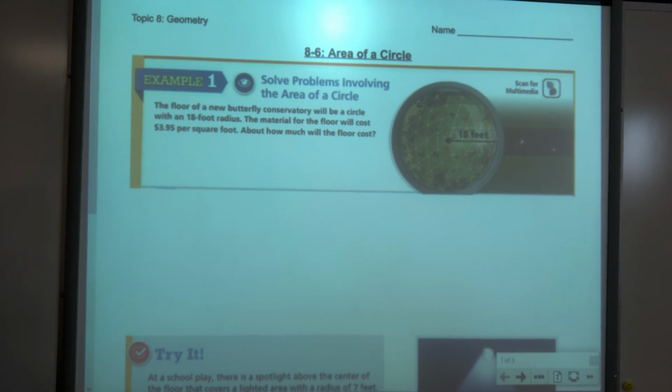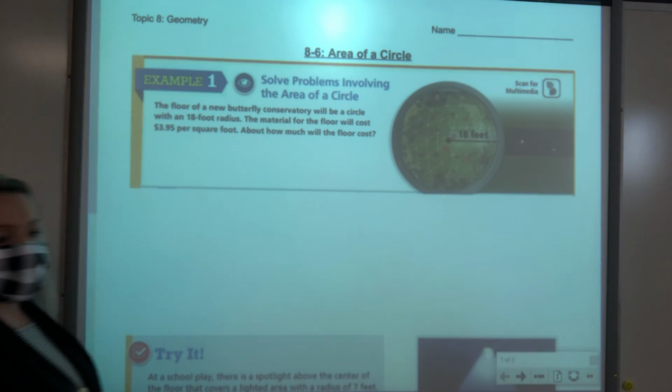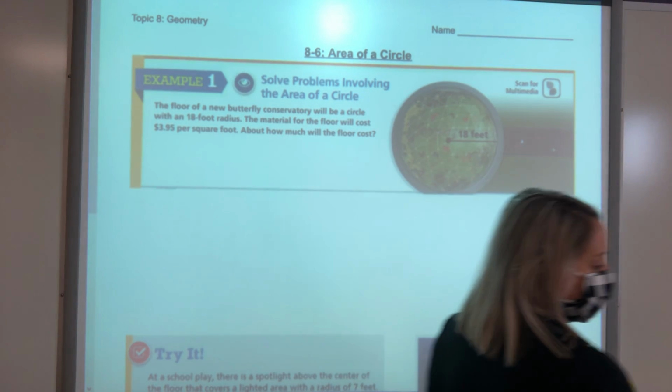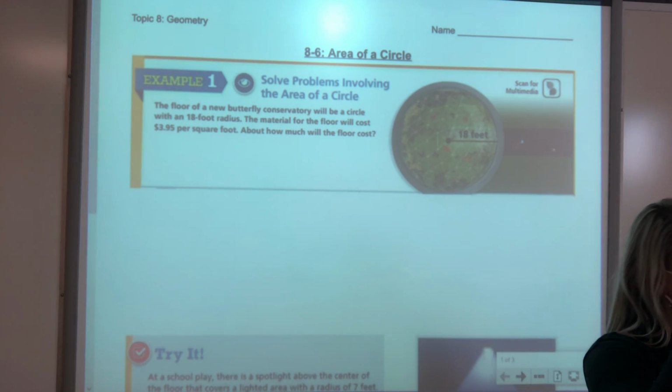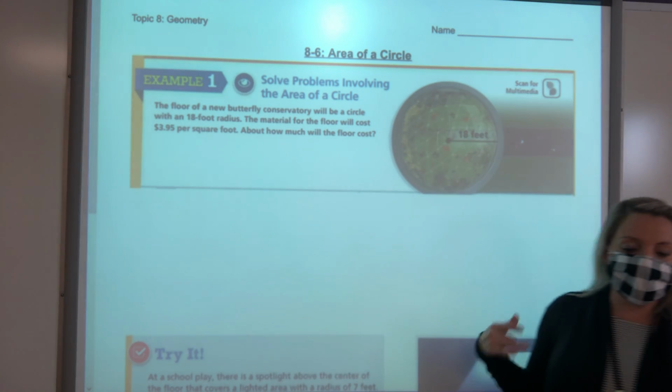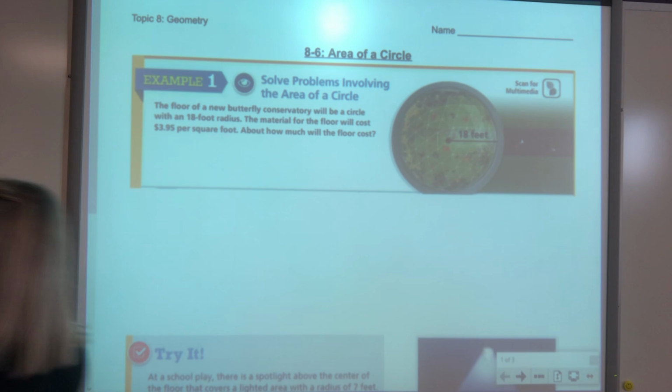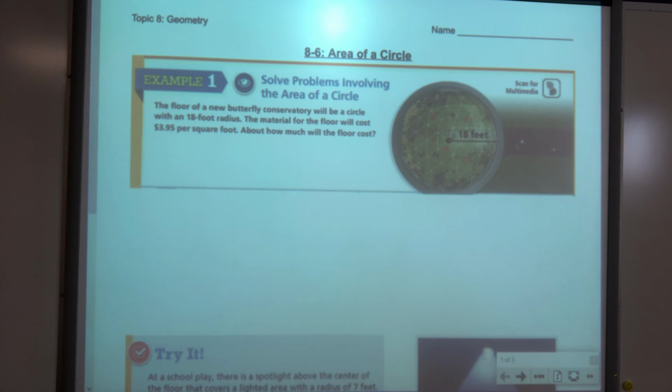All right, so today we're going to be talking about area of a circle. What did we talk about on Friday? We talked about circles. What specific part of circles? Danica? Circumference. Very good. And circumference is the distance around the circle, like the perimeter of our circle. We use the formula circumference equals pi times the diameter to find the circumference of a circle.